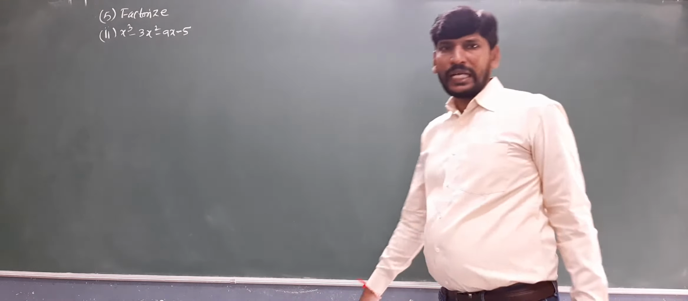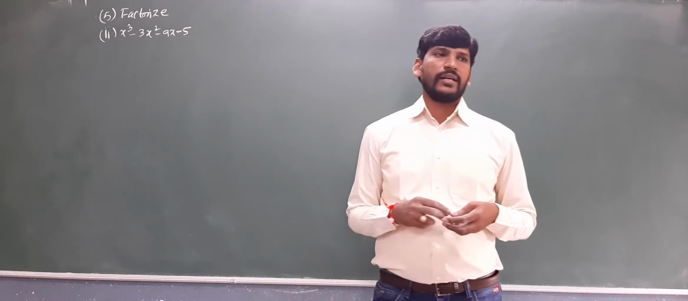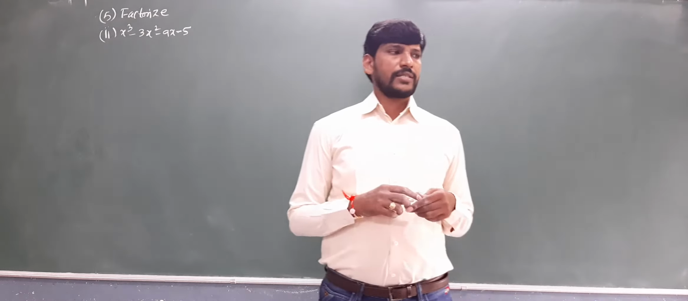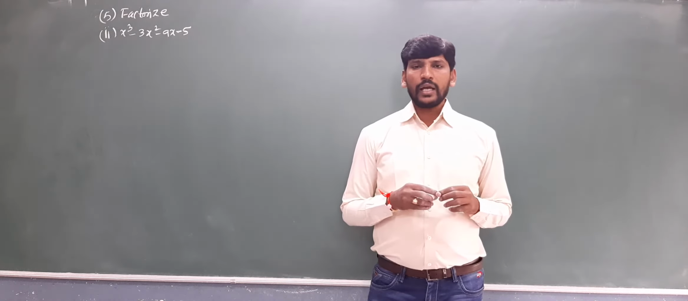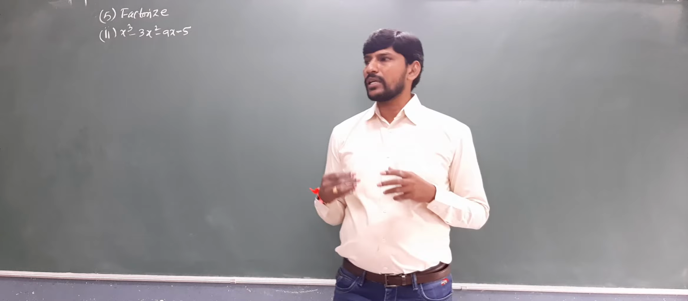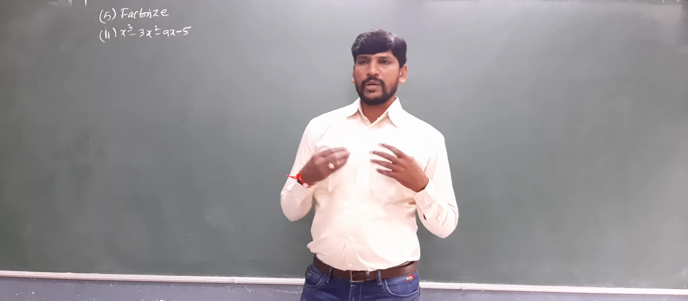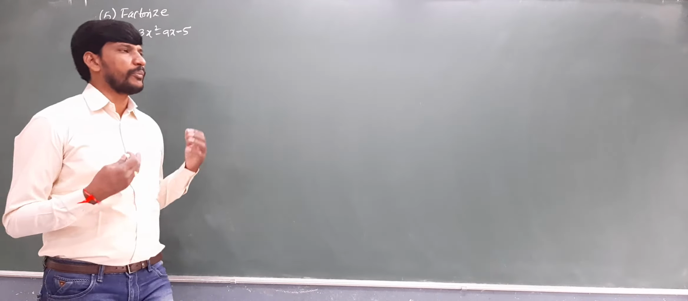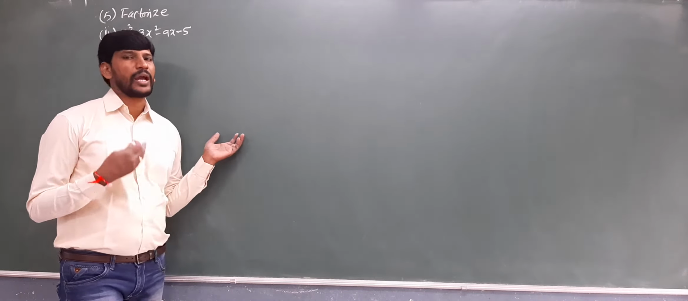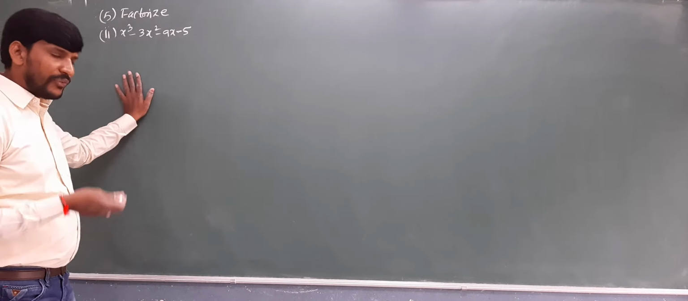Hello children, I hope you understood in the previous class how to factorize a quadratic polynomial, and I also explained one cubic polynomial. To factorize a cubic polynomial, first of all you have to do one trial. You substitute x equal to 1 or x equal to minus 1. If x equal to 1 makes the cubic polynomial equal to 0, that means p of 1 equal to 0, then x minus 1 is one of the factors.